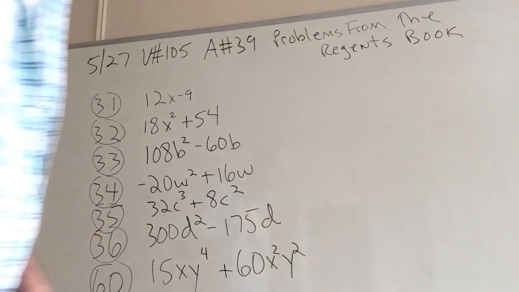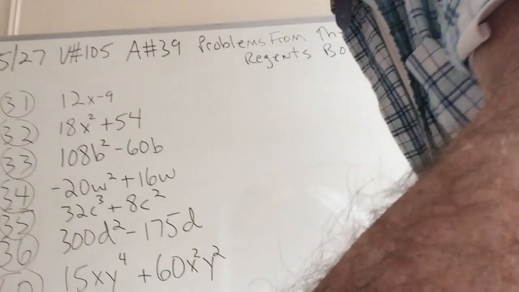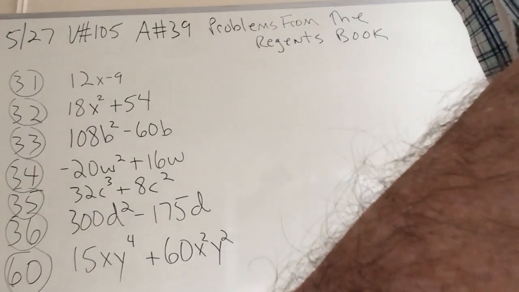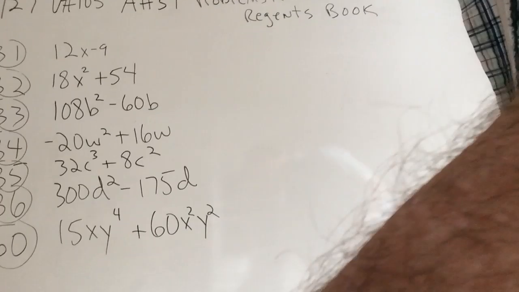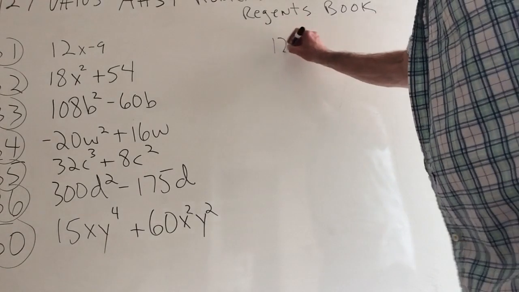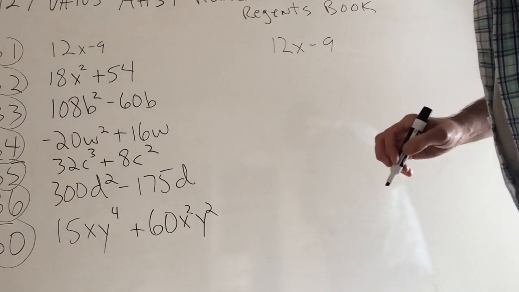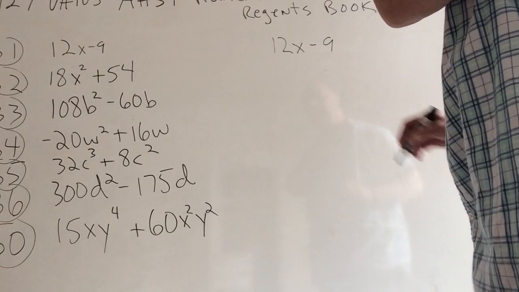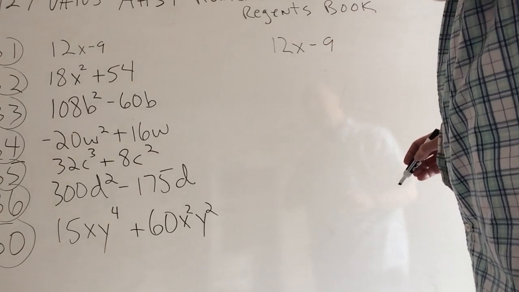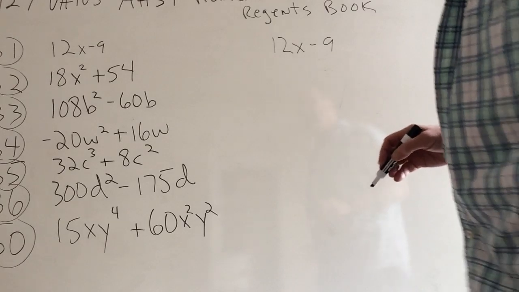So I look at number 31, and I'm turning my attention over to the right-hand side of the board, giving myself all the space I plan to use on this side of the board. And I take a look at this, and it's 12x minus 9, an algebraic expression. It's linear. If you like, it has a slope of 12 and a y-intercept of -9. It's a linear binomial, and you're asked to completely factor it.